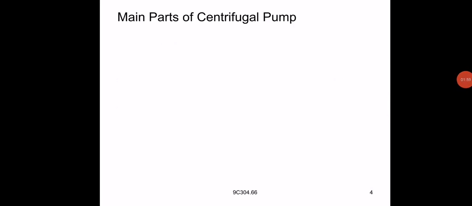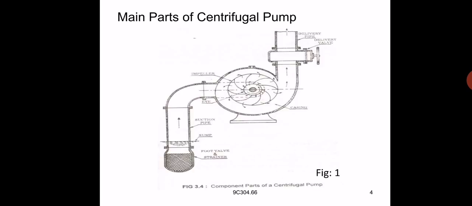Here we can see the main parts of a centrifugal pump in the figure. At the bottom of the figure we can see the foot valve and strainer, suction pipe, eye of the impeller, casing, delivery pipe and delivery valve. In the exam, they can ask for the figure also. You can draw the figure and give the component parts of a centrifugal pump.